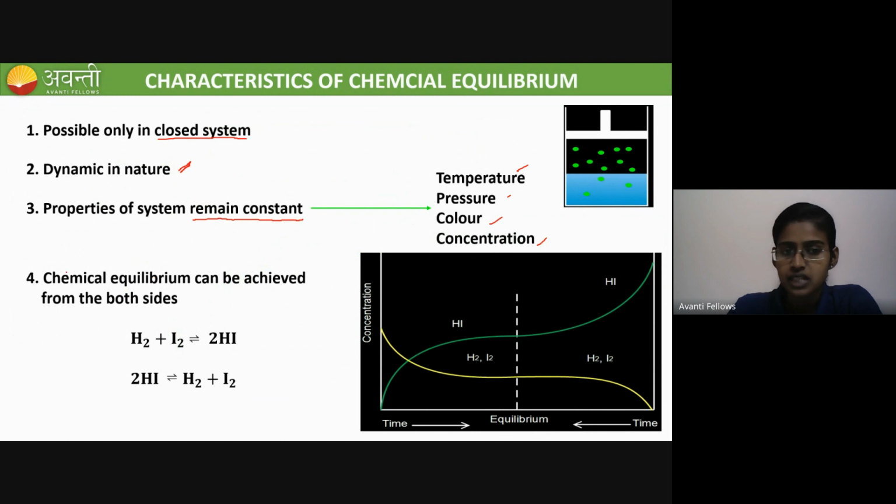And it can be achieved from both sides. A plus B giving C, and here A is giving B plus C. So it can be achieved from both sides. Reactant will give product and the product will give the reactant. You can see here, it can be achieved from both sides.